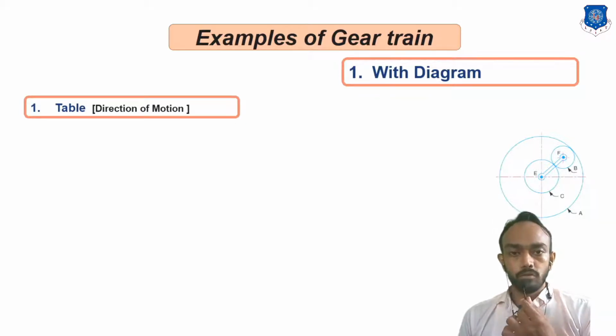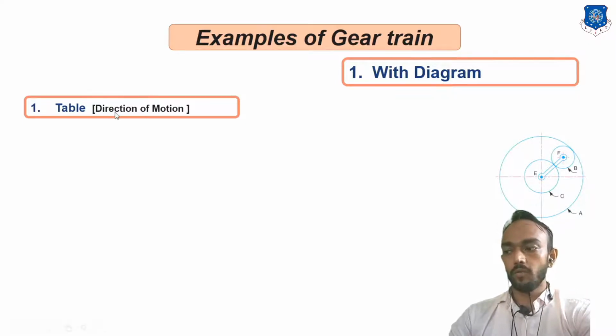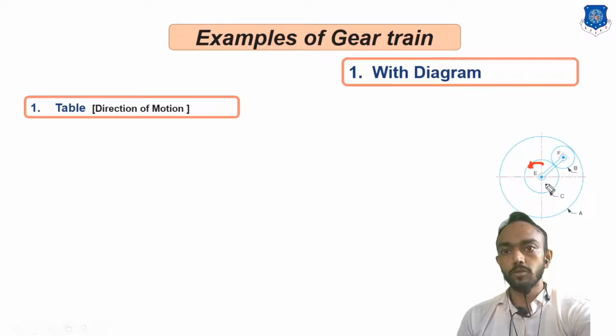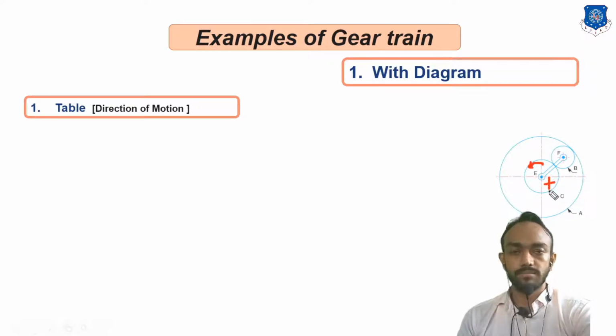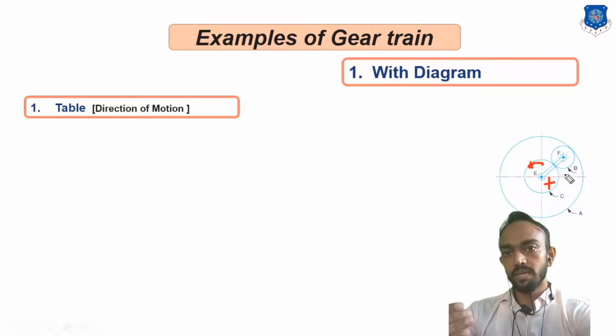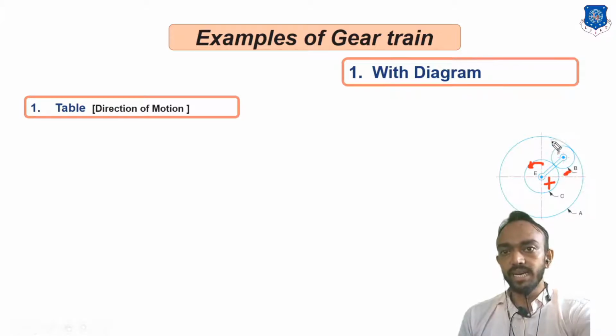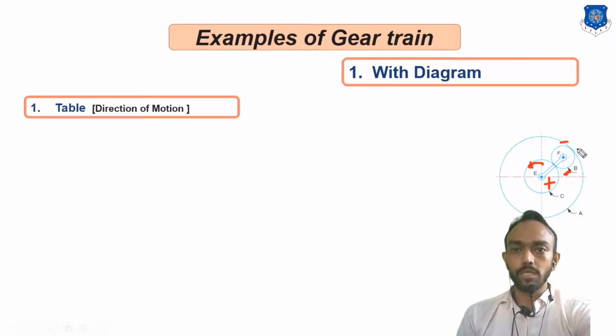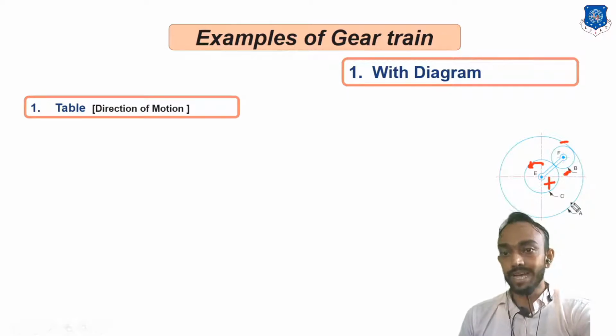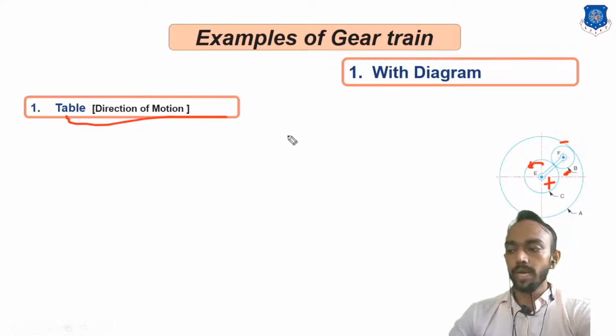So first make the table, and for the table, all we need is the direction of motion, meaning C is rotating. If we give the motion in the anti-clockwise direction, the revolution of this C is plus, and if C is connected to B, the direction will be negative, so minus. B and A are internally connected, so it is also minus, meaning clockwise. So anti-clockwise, clockwise, clockwise. This type of relation we need to check first, and we make the table.